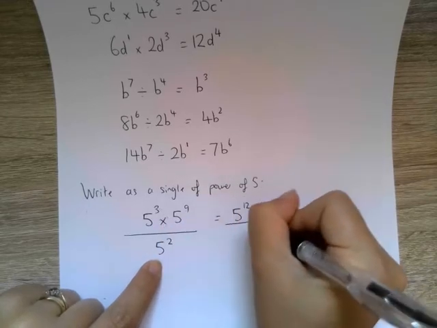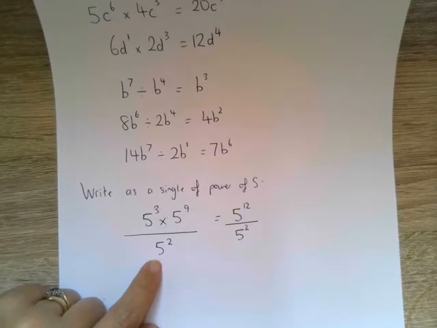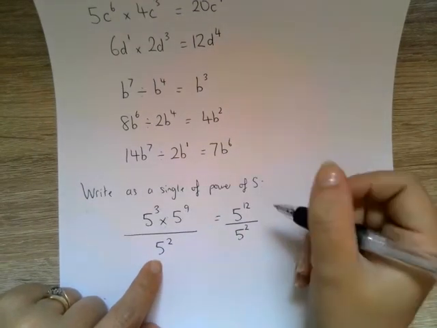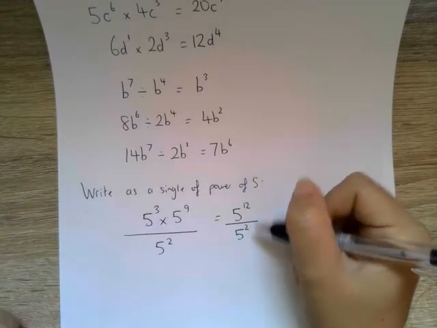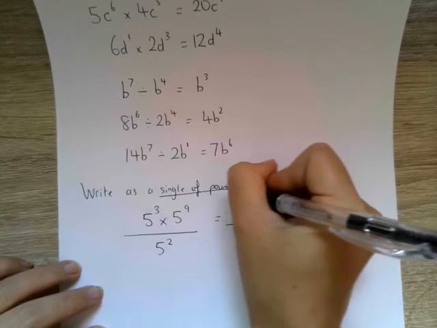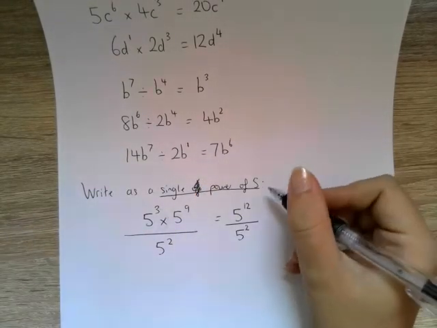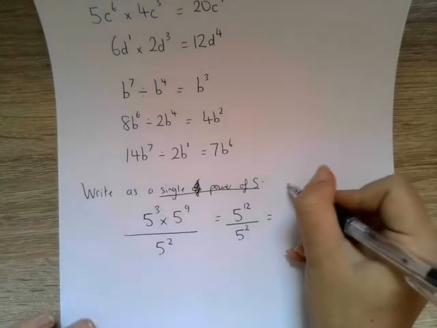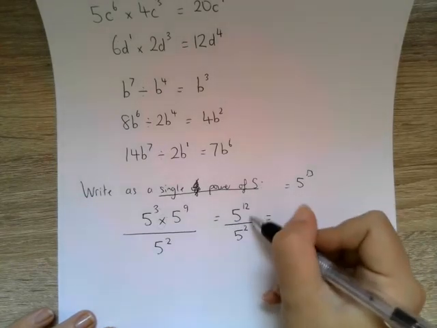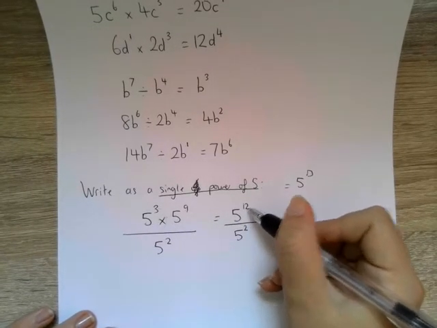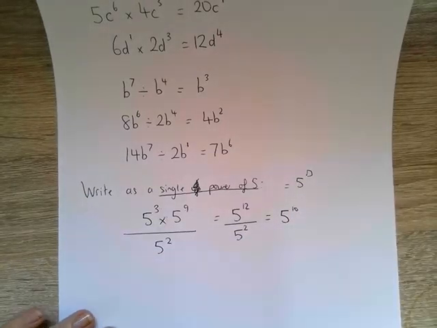I'm just going to keep this one, there's nothing to do on the bottom, just keep it as 5 squared. I don't want to actually work out what these numbers are. If this was on a non-calculator paper, obviously 5 squared is quite easy, but you wouldn't be able to do that without a calculator anyway. And the fact that it's saying to write it as a single power of 5 means that actually we want our answer to be 5 to the power of something. So now I'm going to do a division, which means I need to take away the indices because it's dividing. So 12 take away 2 is 10, so this would be 5 to the power of 10.